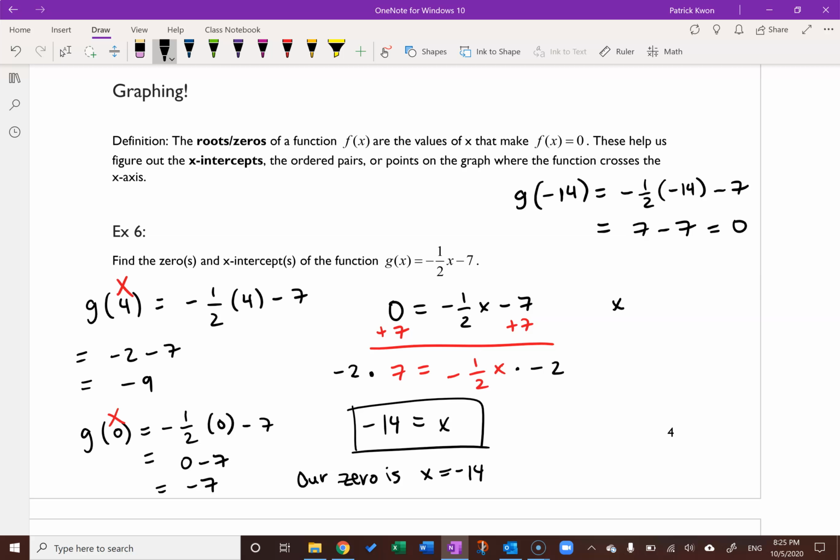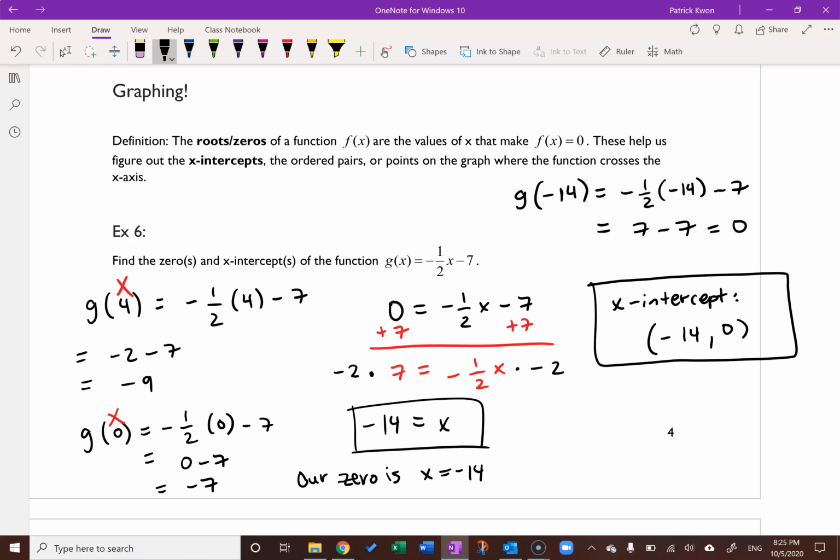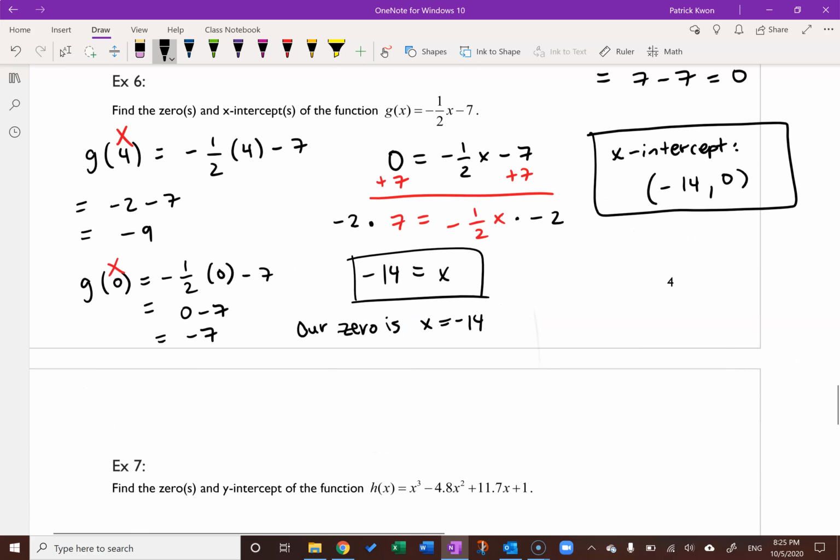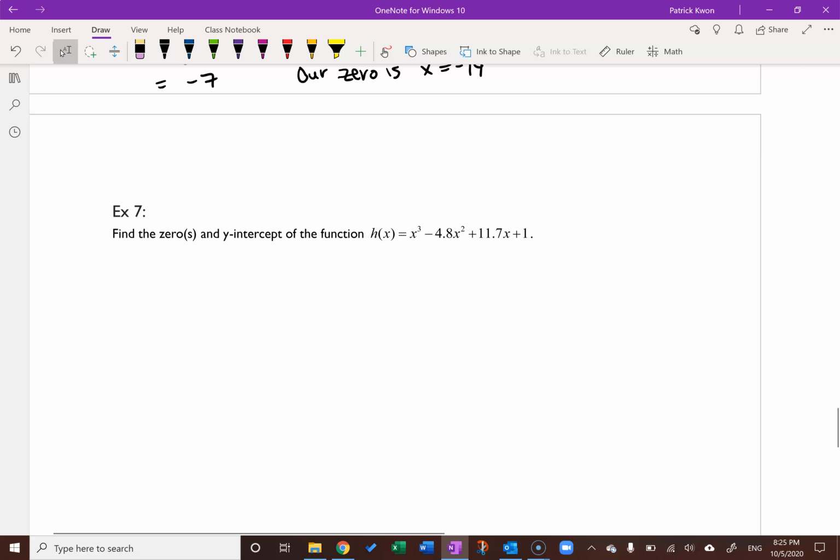Now, the second part of the question is, what is our x-intercept? And that is our ordered pair. So our x-coordinate is -14 and our y-coordinate is 0. So that is the second part of our final answer. Okay? All right, let's move on to our last example.